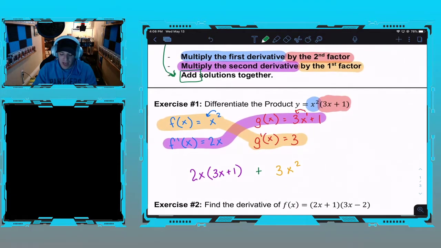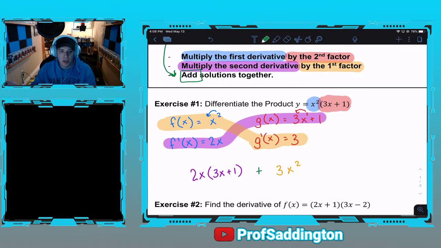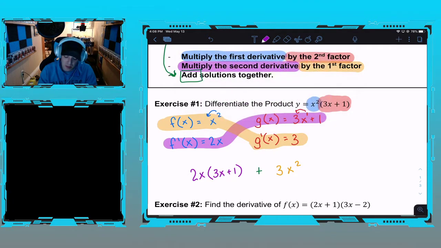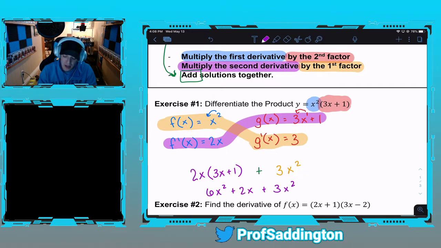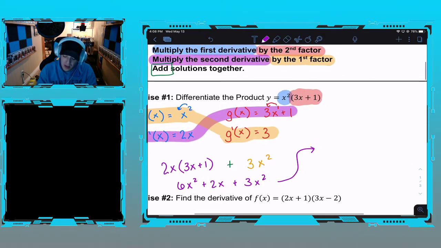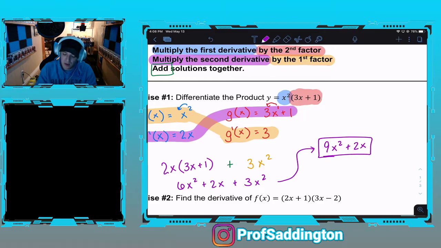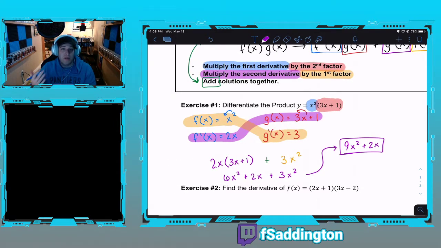So the only thing here is I can simplify what I wrote down underneath. So I can distribute that 2x into the parentheses, and I'm going to get 6x squared plus 2x, and I still have the plus 3x squared. And now I could just combine like terms. So I'll have 6x squared plus 3x squared is 9x squared plus 2x. So if we were to find the derivative of x squared times 3x plus 1, it would come out to be 9x squared plus 2x. Okay?